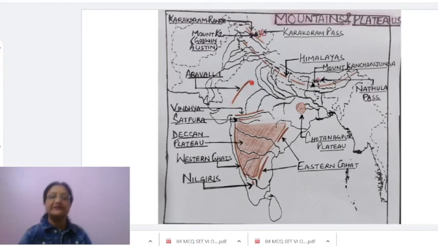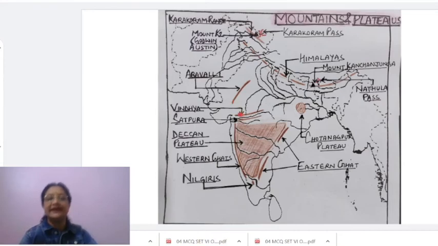Aravalis, you have to mark like this, somewhat parallel to the Chambal River, not exactly but somewhat parallel to the Chambal River. And from where to start? For this I am giving you one hint: draw a straight line like this, and the point of intersection you get from here, you will start marking like this. There is a small curve in this manner. This is Aravalis. This is again one mountain you need to mark.